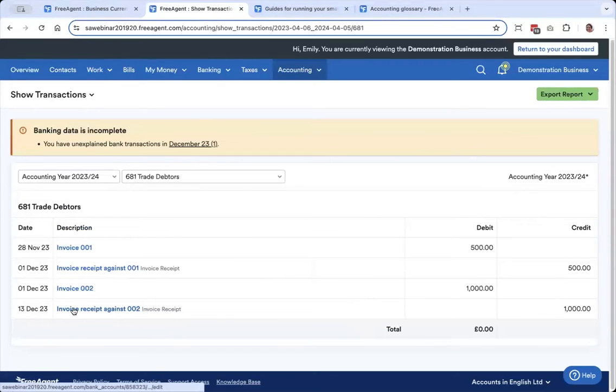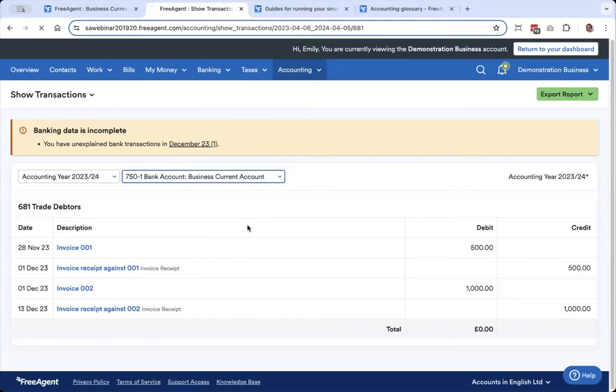You'll see I've got an invoice receipt against invoice 2, which I didn't have before. And my trade debtors account now has a nil balance on it. That's because I issued the invoice and got some money for it. I issued another invoice and got some money for it. So what I'm saying is I'm reducing the amount of money that I'm recording as what my customers owe me, because my customer doesn't owe me that money anymore. I've got it. So in other words, I'm reducing the value of that asset.